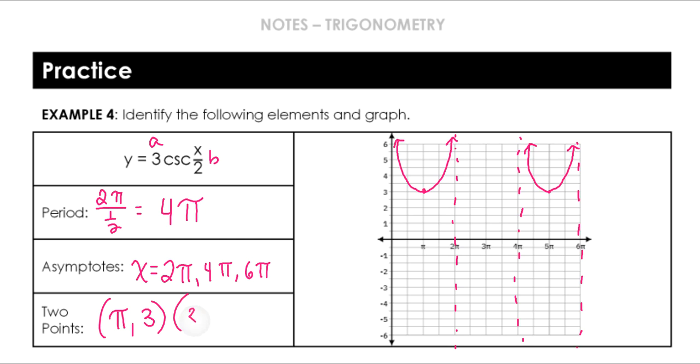And then I know that in between those, at that middle point, 3 pi, if I plug in cosecant of 3 pi over 2 times 3, I get out negative 3. So this middle section is that U shape pointing downwards from negative 3. So that's what my cosecant graph looks like there.